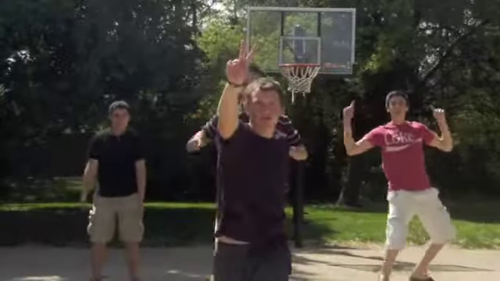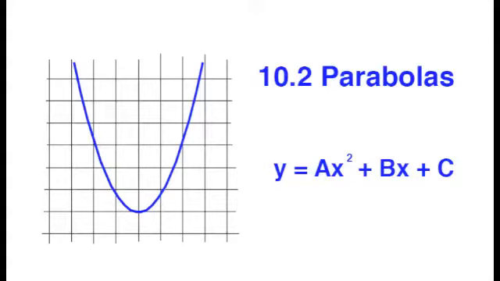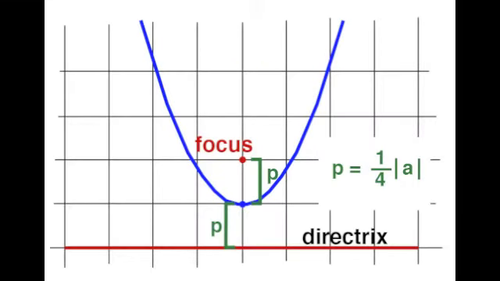Welcome to 10.2. y equals ax squared plus bx plus c. Don't be scared. It can be observed that each one has only one curve. Parabola. It's got the focus and the directrix. The focus describes the curve. It's a point. The directrix is the same distance as the focus. It's a line under the curve.